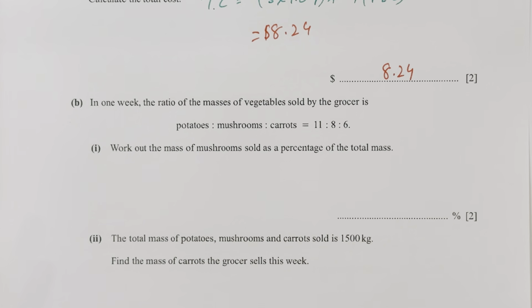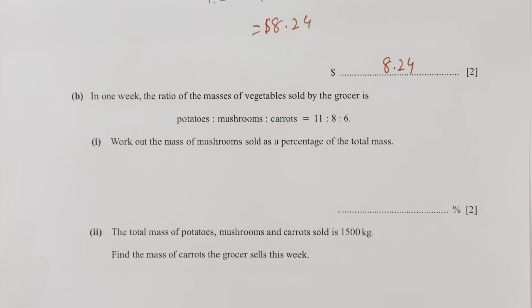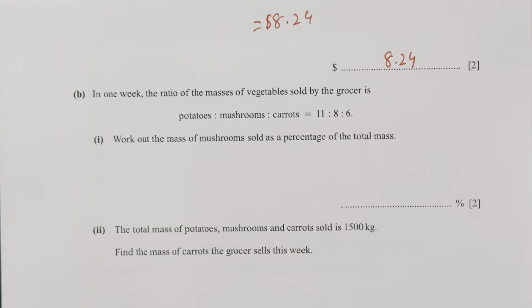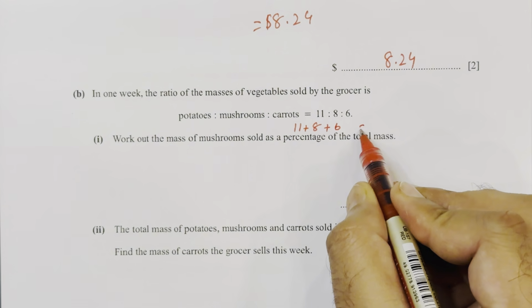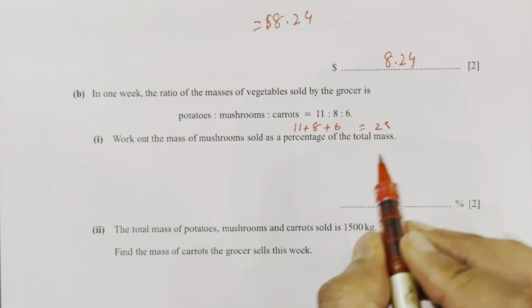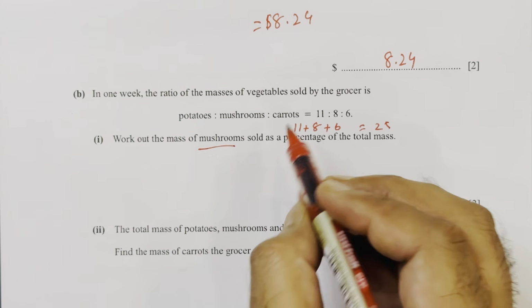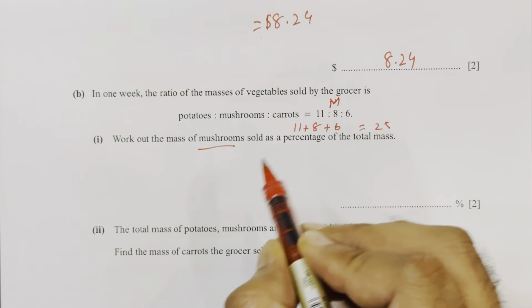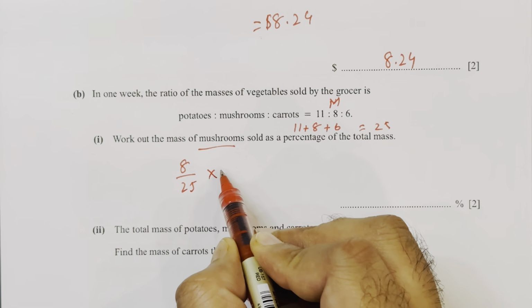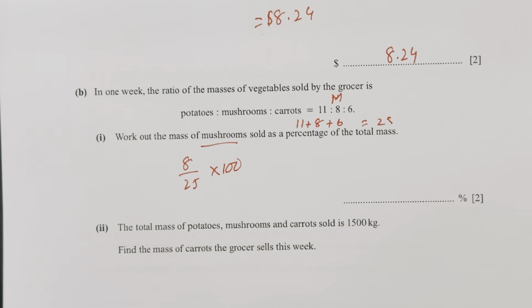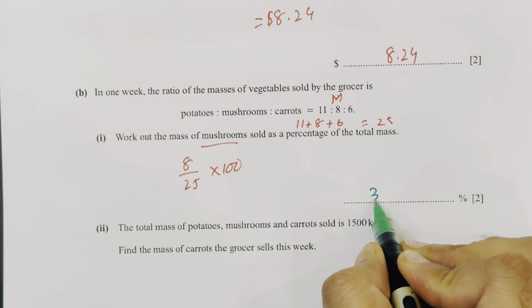Moving to this B part. In 1 week, the ratio of masses of vegetables sold by the grocer, potatoes, mushrooms and carrots, is 11:8 and 6. Work out the mass of the mushrooms sold as a percentage of the total mass. So first we're going to add them. 11 plus 8 plus 6 is equal to 25. And we know that we have to calculate the mass of mushrooms, and the second value is for mushrooms, that is 8. So 8 divided by the total, 25, multiply by 100, we get the value that is equal to 32%.